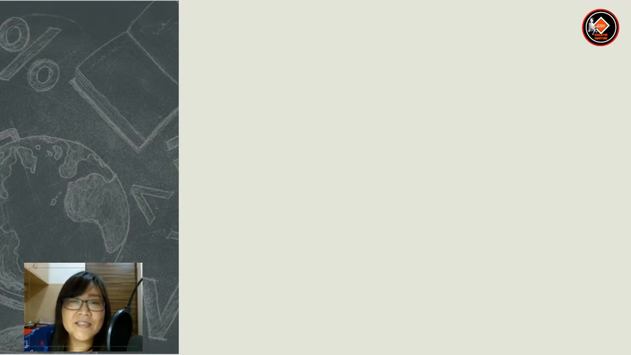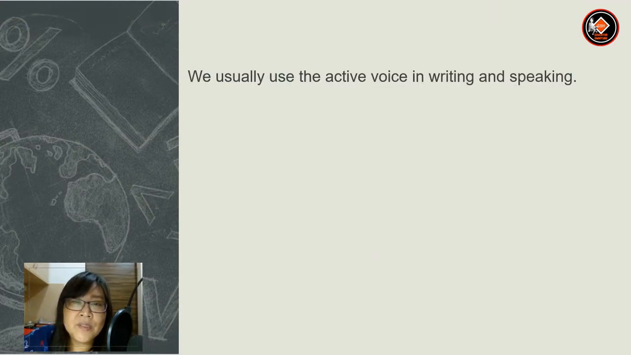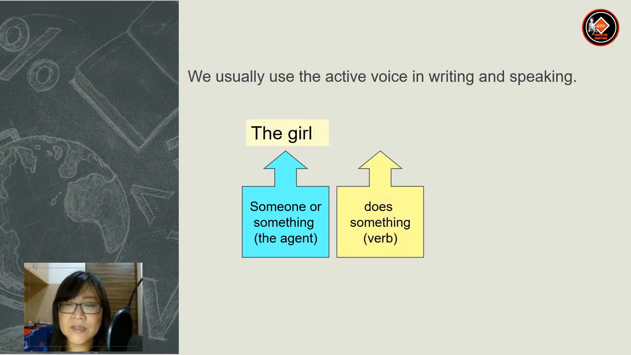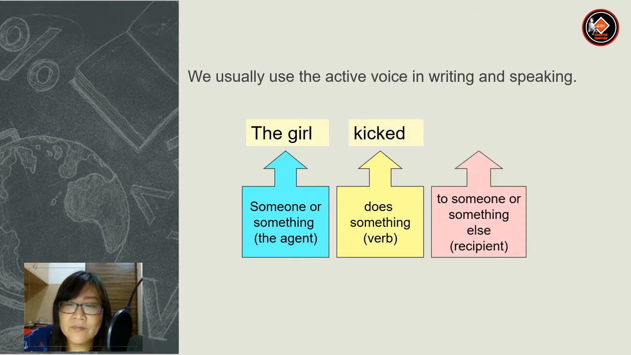Dear students, we usually use the passive voice in writing and speaking. Someone or something which is the agent, for example, the girl. And then we have what the agent does, which is the verb, kicked. And then we have to someone or something else which is the recipient, the ball. So the girl kicked the ball.